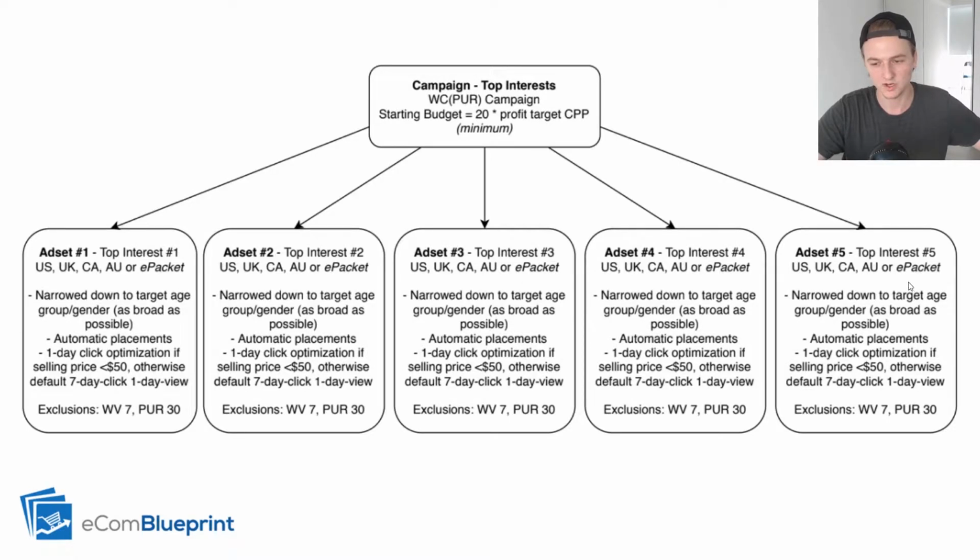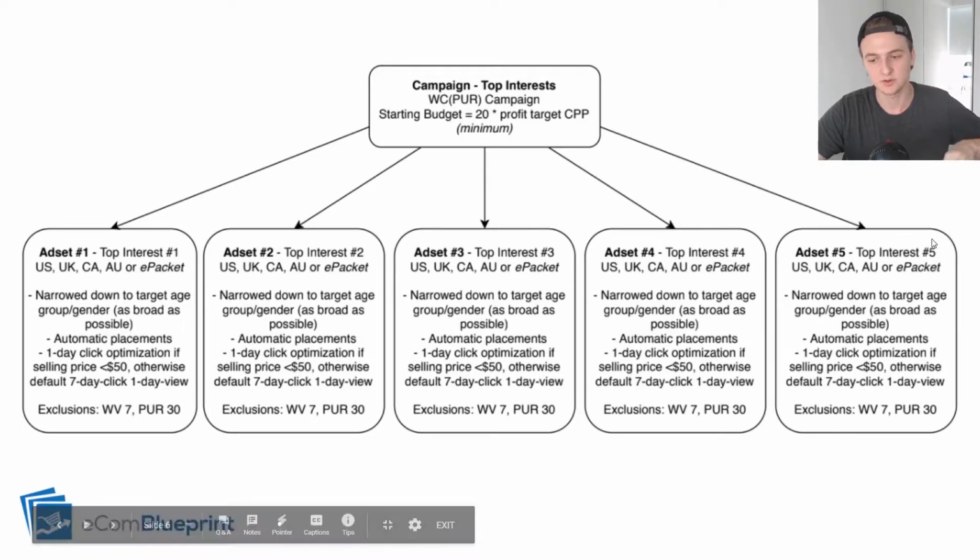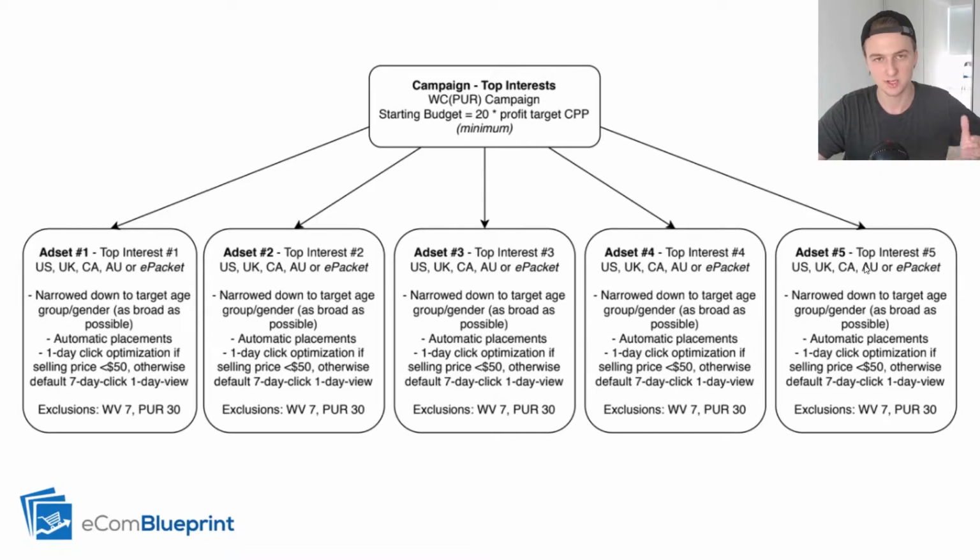There's not necessarily 5 top interests, right? You can have 3 to 6 active at one time. But this is what the general structure looks like. And then, yeah, that's all you need to do. And then if some of these ad sets start performing poorly over time, like if an interest dies out, you can pause it and then replace it with a new interest from your sandbox campaign.